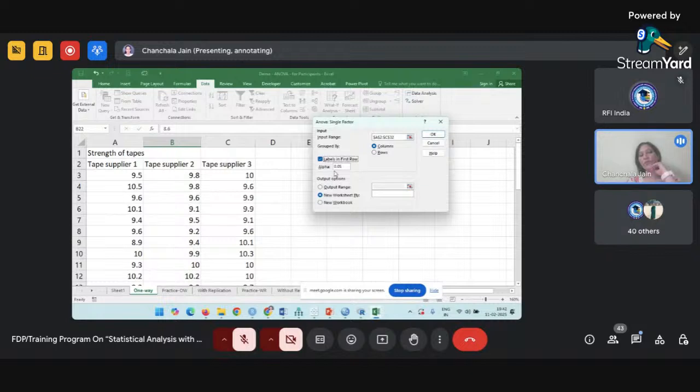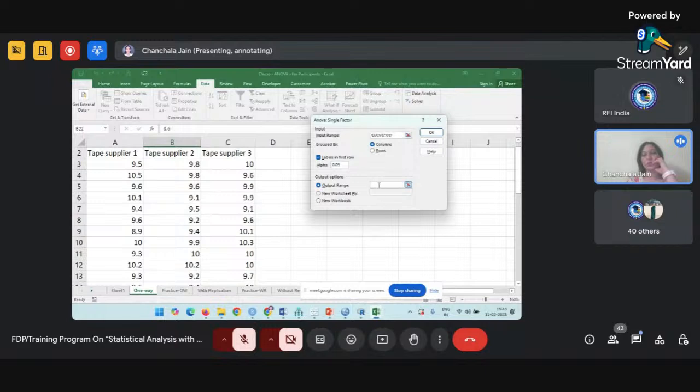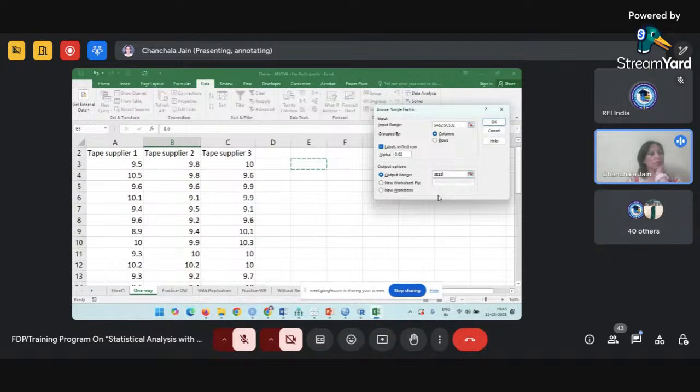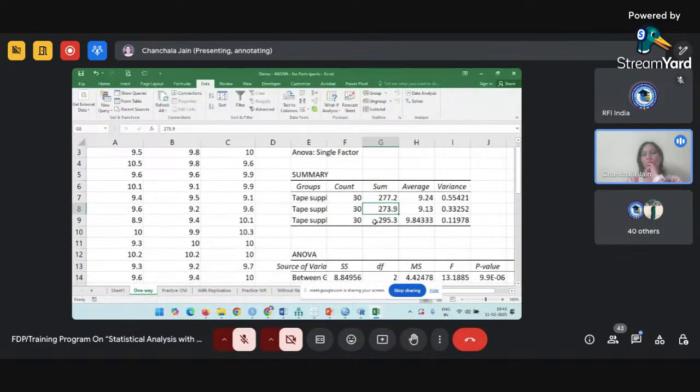By default, level of significance or alpha value is 5%. This is already set here. If you want to change, you can come to the box and make changes. Output range, I'm selecting the first option. And then coming to this box. And then selecting the blank cell where I want to get the output. So this is all you need to do to get the output. Done? Yes, ma'am. Okay, you click on the OK button. You will be getting the output of the ANOVA.